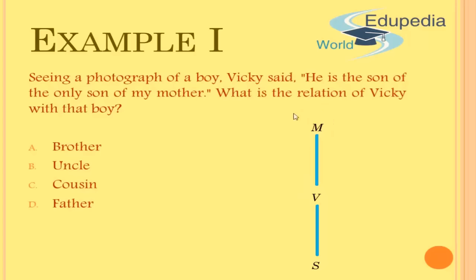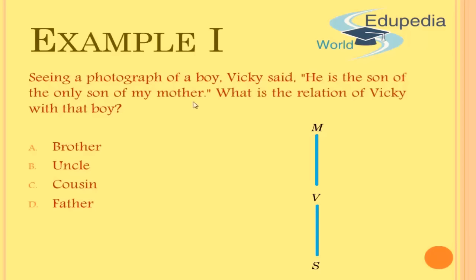Because Vicky is this person who we are using as a reference point, and he is saying only son of my mother, so he is referring to himself, and he is the son of the only son of my mother. So the person in the photograph is the son of this person. So I'll draw a vertical line downwards and I'll plot S over here. So I have two intergeneration movements over here. I plotted Vicky, and then I start to convert the sentence into a flowchart.